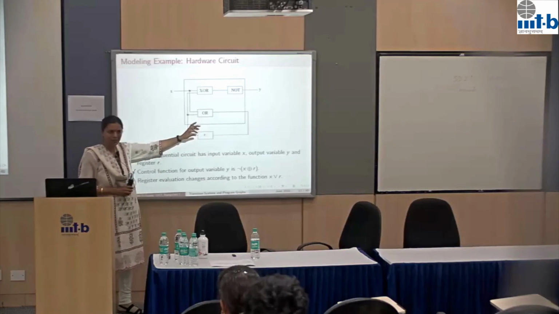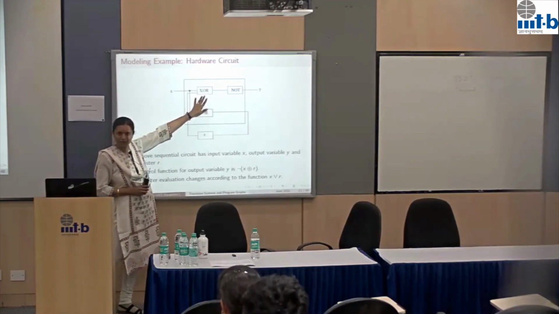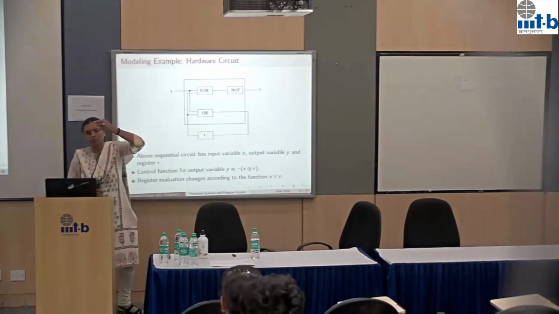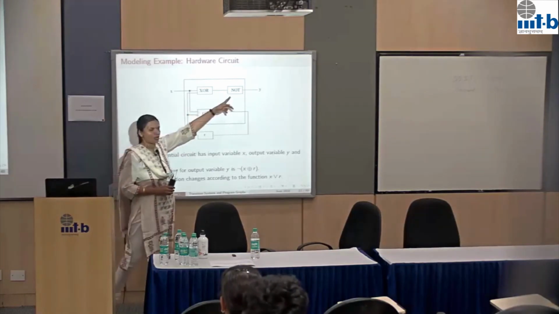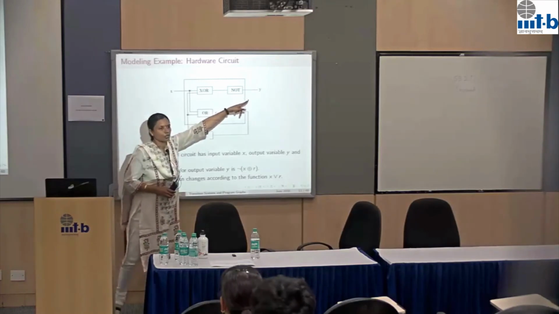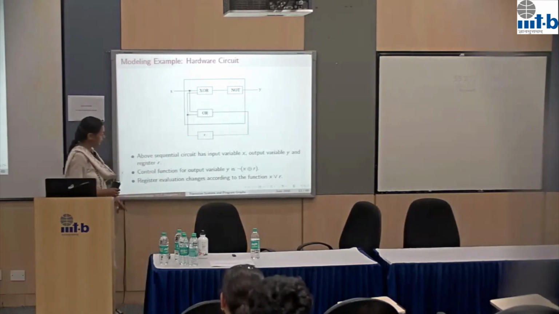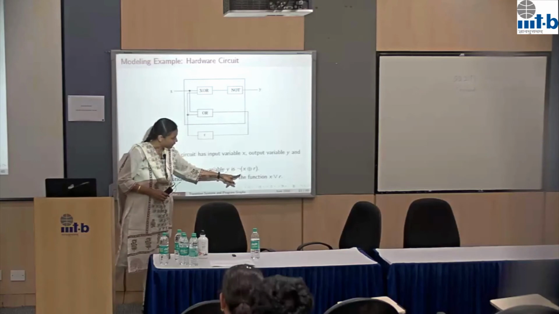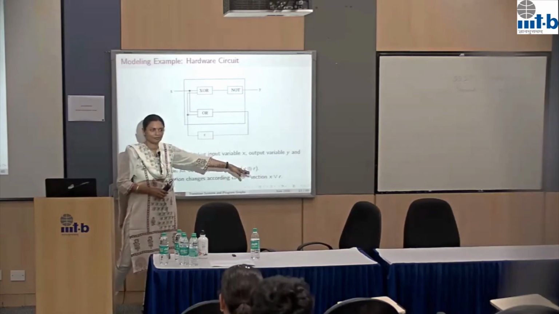I've not put notations. This XOR, you understand what an XOR is, right? It's the logical or the Boolean logic XOR. This is the NOT, the normal negation. This is our OR. So there is an X, there is a register, there is an output Y. You understand how this circuit works? It computes this function: NOT X XOR with R. That's Y.